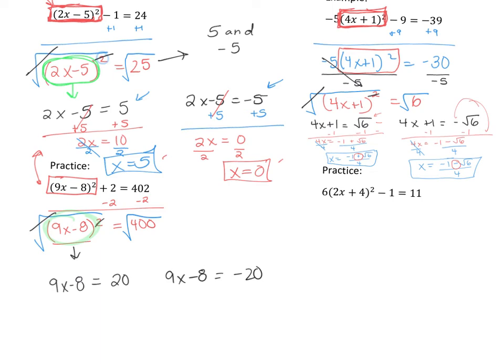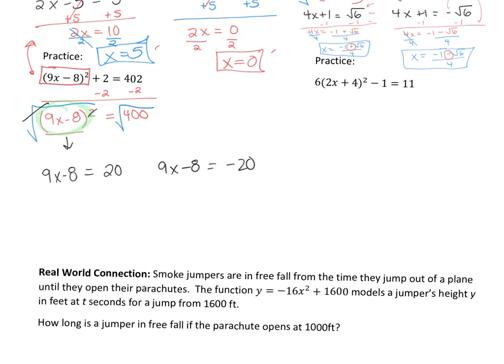Okay? So now that I'm here, these are just two-step equations. I'm going to add 8. We have 9x equals 28. To get x by itself, I need to divide. And this fraction is not reducible, so you could just keep it as x equals 28 over 9.